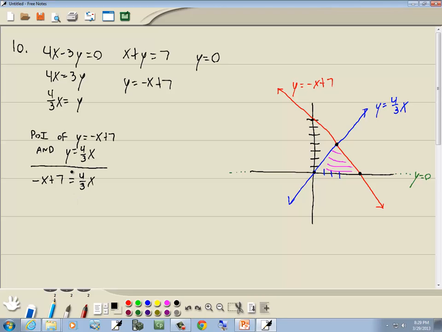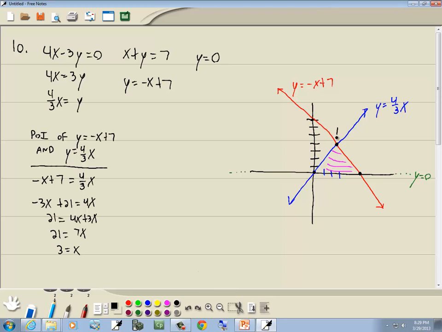That's the substitution method. Multiply both sides by 3, or multiply everything by 3 to get rid of the fraction. So that gives us negative 3x plus 21 equals 4x. Take negative 3x over, and we get 21 is equal to 4x plus 3x. And we got 21 is equal to 7x, or if we divide both sides by 7, we got x is equal to 3.